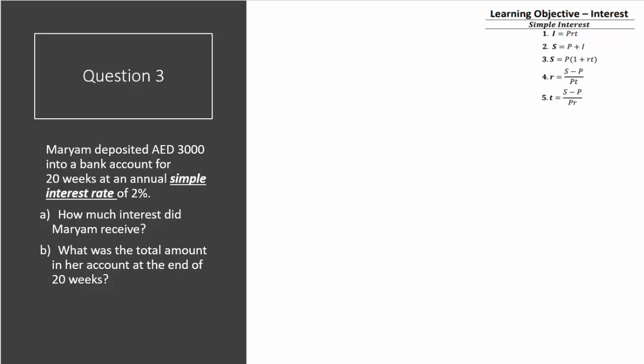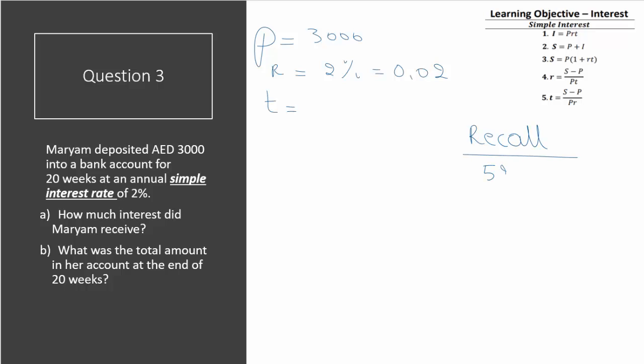In our next example, Mariam is investing 3,000 dirham, so the principal is 3,000 at an interest rate of 0.02 or 2% for 20 weeks. Now, remember that there are 52 weeks in 1 year. So remember, we have to put the time in years. So we have 20 weeks and you have to divide by 52.